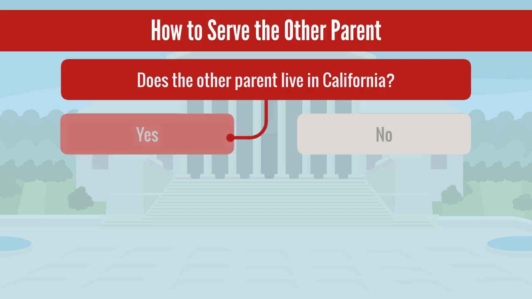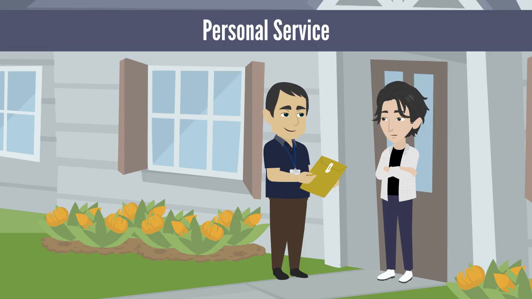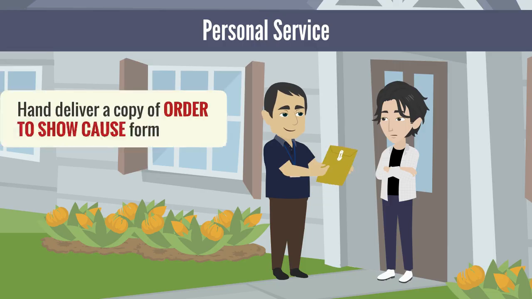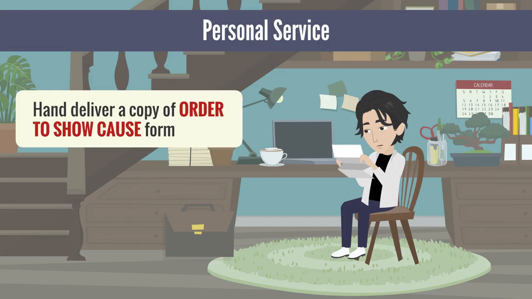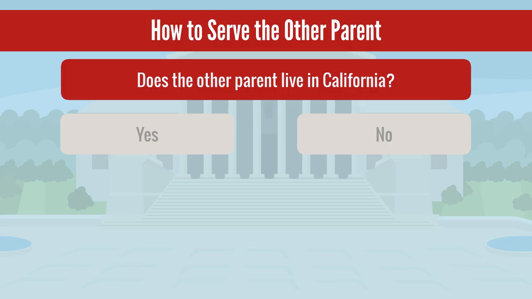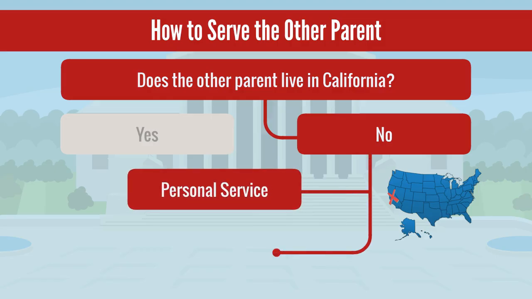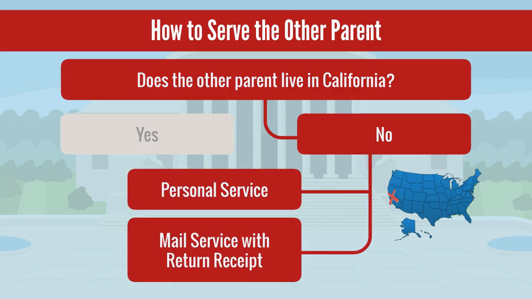If the other parent lives in California, personal service is required. Personal service means that the server must hand deliver a copy of the Order to Show Cause form personally to the other parent at least 30 days before the hearing. If the other parent does not live in California, personal service or mail service with return receipt is allowed.